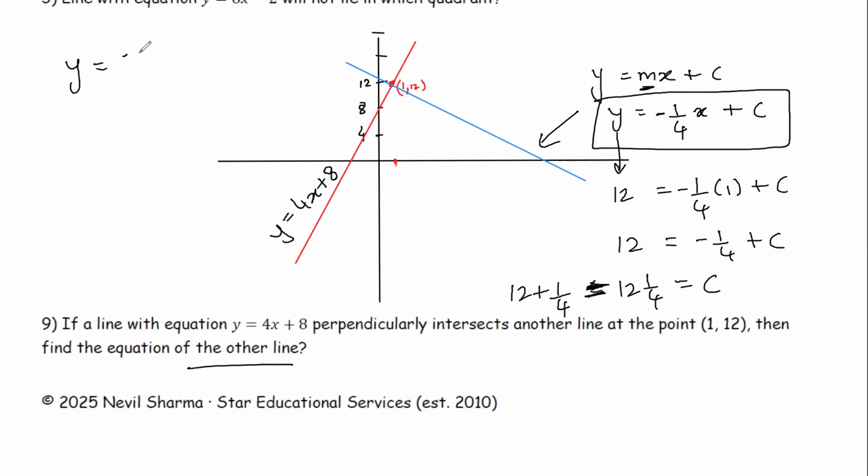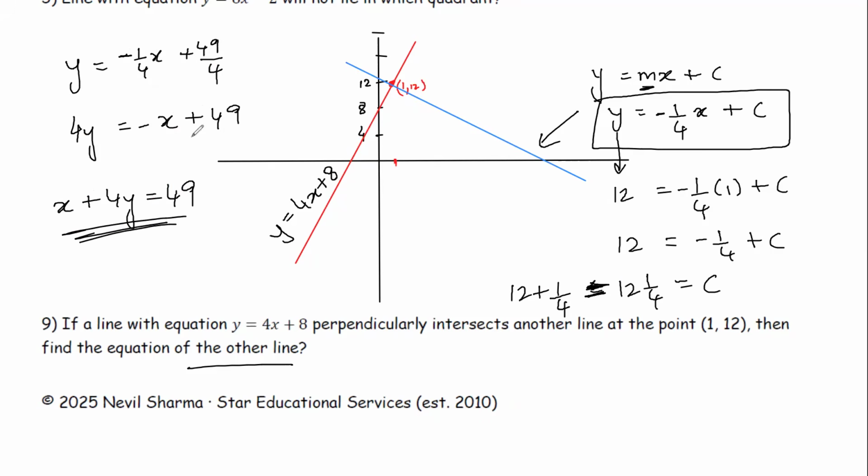So y is equal to -1 by 4x, and we have 49 by 4. c is 49 by 4. Now I can multiply by 4 throughout. So I get 4y is equal to -x plus 49. And so I can rewrite it as x plus 4y is equal to 49. That's the equation of the line. You can write it this way or that way, whatever you prefer.